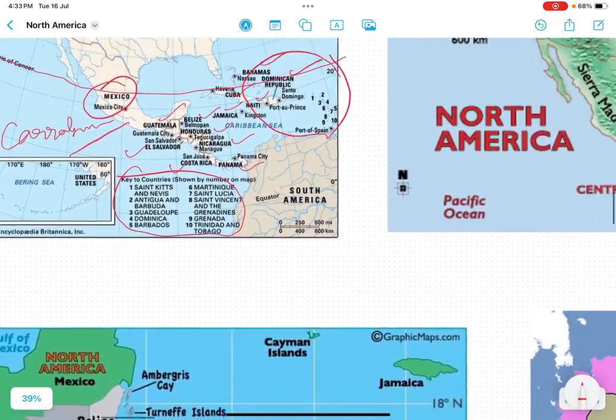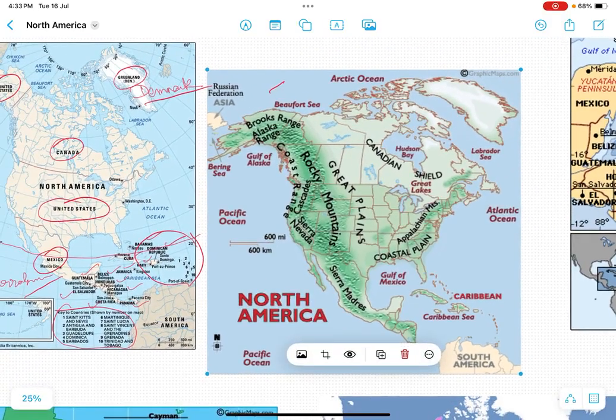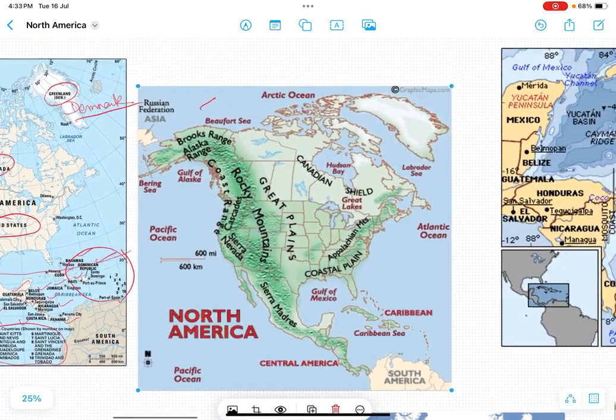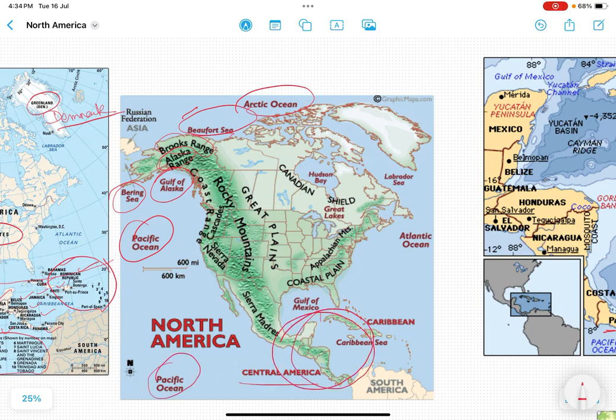Let's see the next map. The next map is again of North America. This is the Brooks Range, this is the Alaskan Range, this is the Beaufort Sea, this is the Arctic Ocean right here, the Bering Sea, the Gulf of Alaska, and the Pacific Ocean. This part is called Central America. We have the Caribbean Sea, the Gulf of Mexico, the Atlantic Ocean, the Labrador Sea. This is Hudson Bay, this is Baffin Bay. So all of these things.